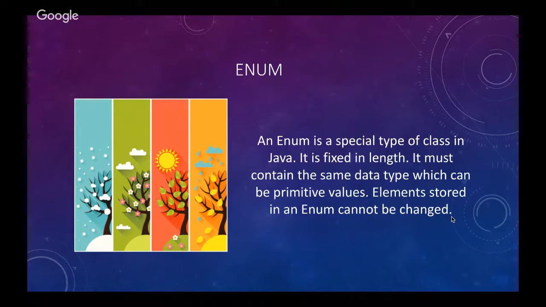Enums are a special type of class in Java, fixed in length. An enum must contain the same data type, which can be primitive values. Enum cannot be changed. A good example is 4 seasons, 7 days of the week. I guess you could do 24 hours a day, 3 different colored lights on a stoplight, red, yellow, and green, etc.